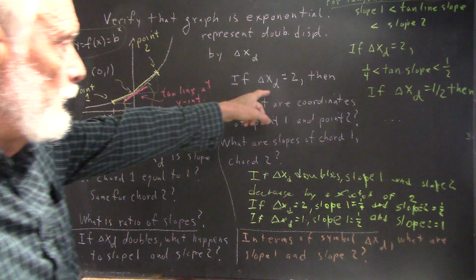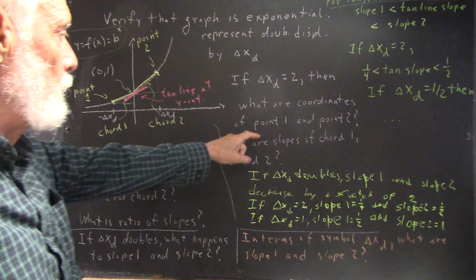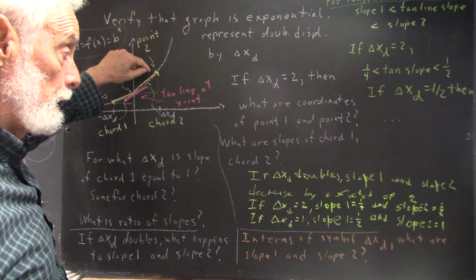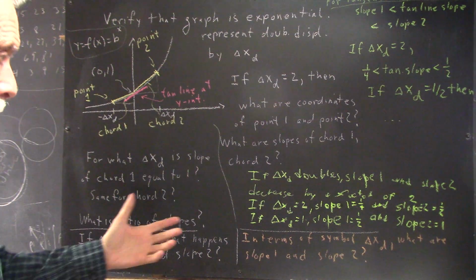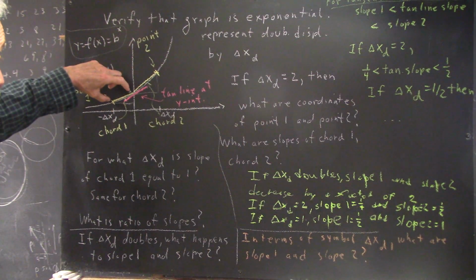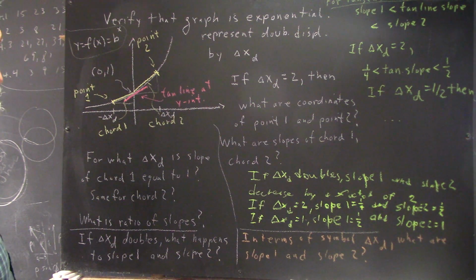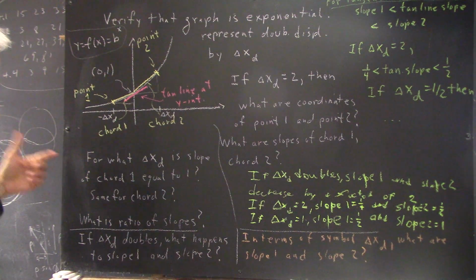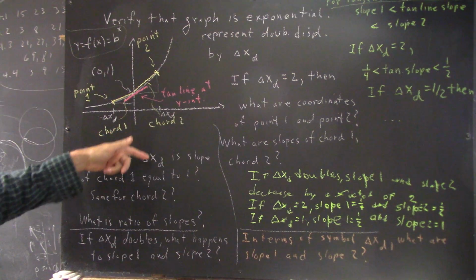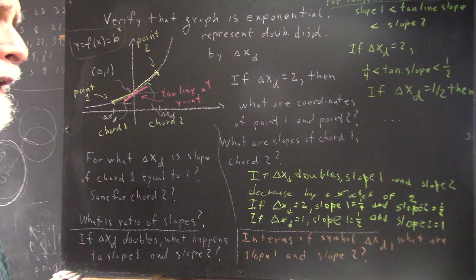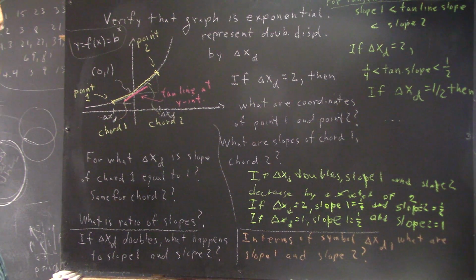So now I say if delta x sub d equals 2, what are the coordinates of point 1 here, and point 2 being here? Then what are the slopes of chord 1 and chord 2? What's the slope of this chord? What's the slope of this chord? Then we have a question: for what doubling displacement, for what delta x sub d, is the slope of chord 1 equal to the slope of chord 2?